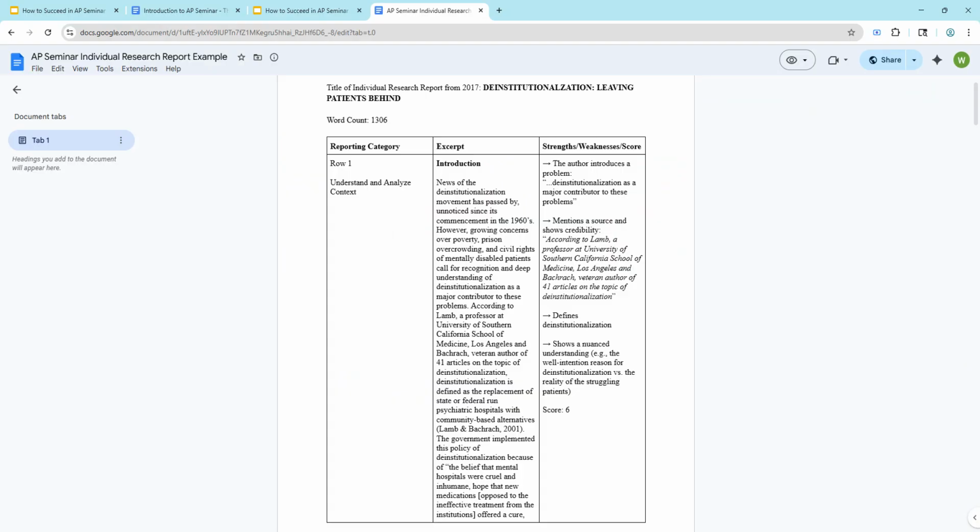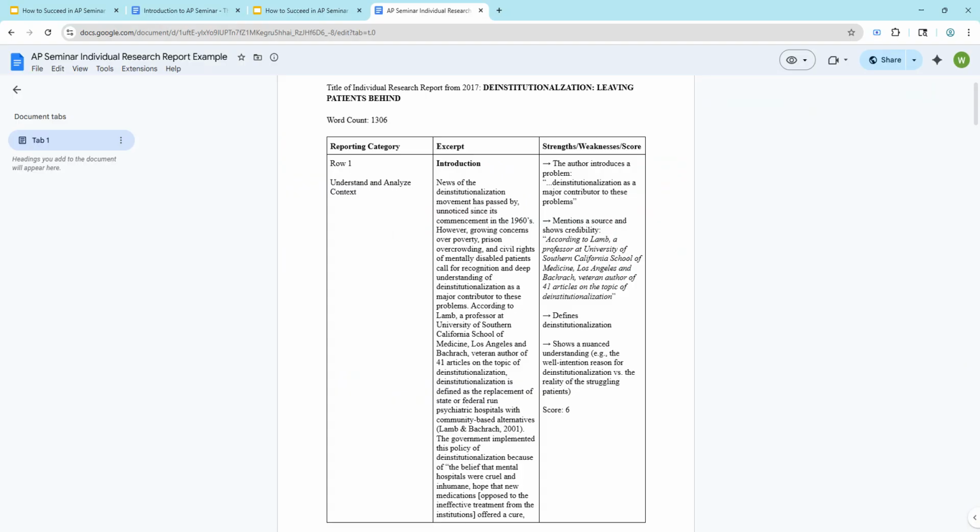The title of this individual research report was Deinstitutionalization, Leaving Patients Behind, with a word count of 1306. Yes, so for the individual research report, your maximum word count will be 1200 words, which is not a lot. But you do have a 10% maximum cushion, so the true maximum is 1320 words. Anything beyond 1320 words will not be scored by College Board.